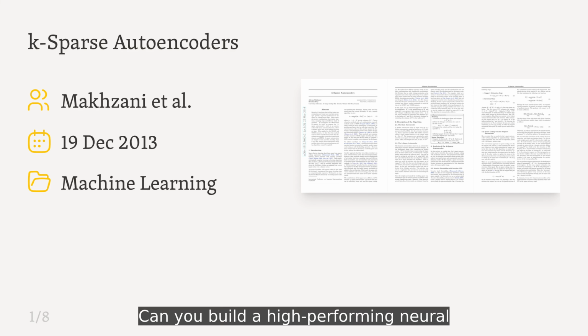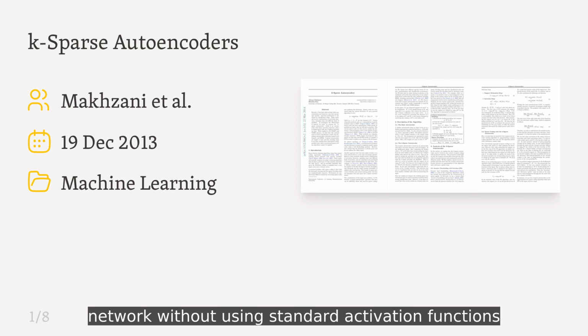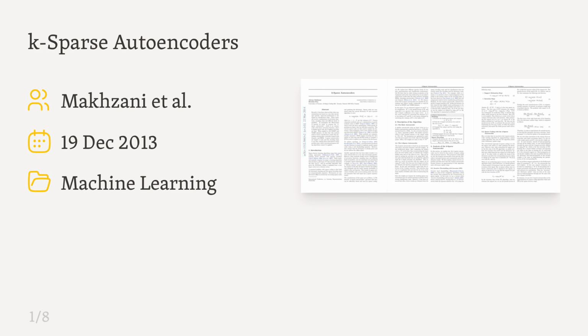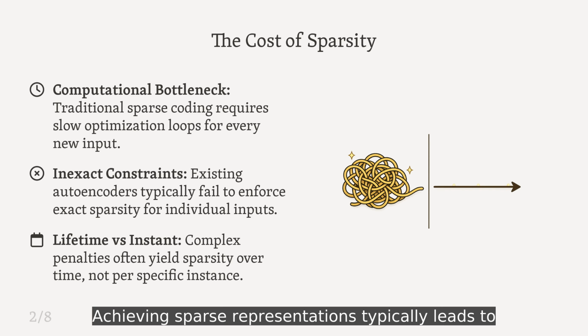Can you build a high-performing neural network without using standard activation functions like sigmoid or ReLU? This paper forces us to rethink the role of nonlinearity by introducing a method that uses simple sparsity as the only constraint. Achieving sparse representations typically leads to a difficult trade-off involving computational speed.